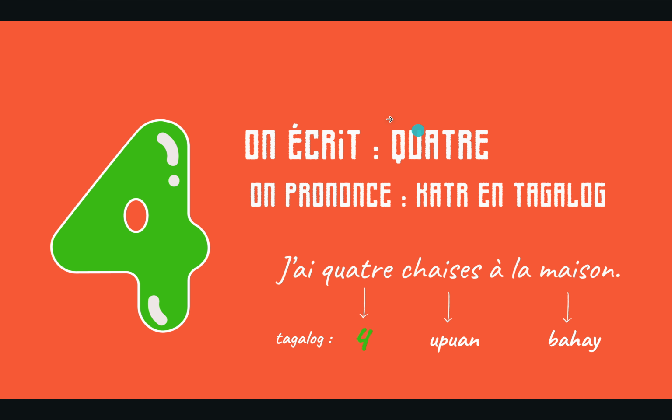4. You pronounce 4. You don't pronounce the U here. J'ai 4 chaises à la maison. I have 4 chairs at my house, in my home.